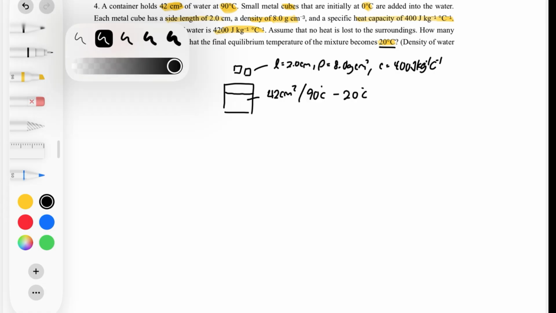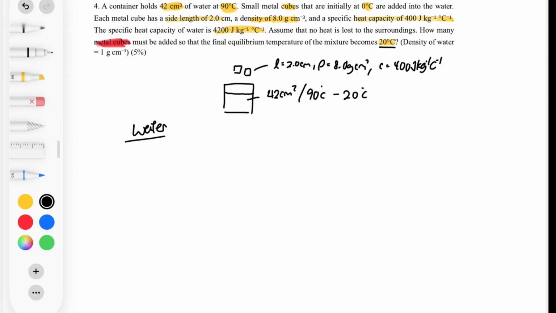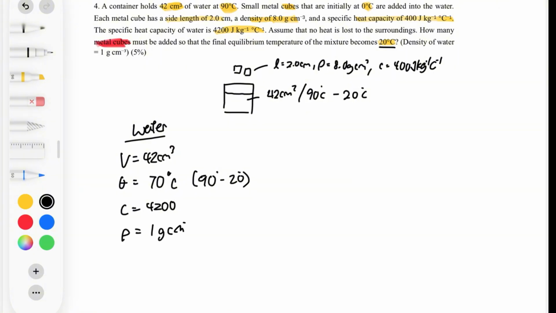First we want to write down everything. So we start from water. The water has a volume of 42 cm cubed. The temperature change is from 90 to 20, so the difference is 70, which I write as 90 minus 20. And c is 4200, this is what we know. So all the information is over here. And the density of water is given to us: the density of water is 1 g cm minus 3.